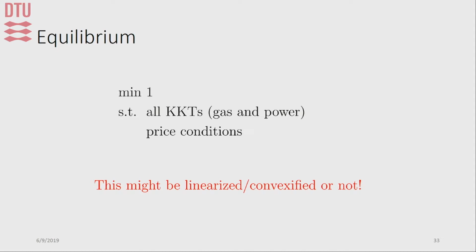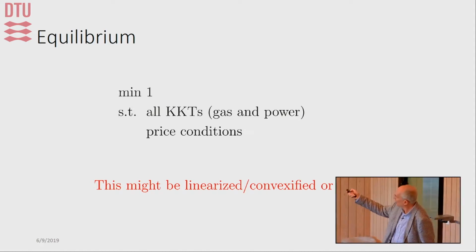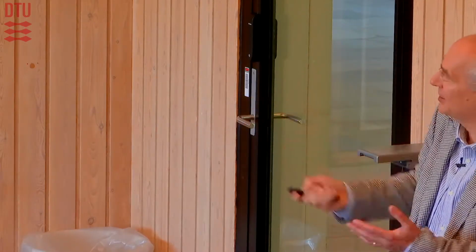Okay, we may have non-linearity, we may have complementarity conditions, which are particularly nasty to deal with in an optimization problem. We may have all kinds of trouble here. We can try to fix that through linearization, convexification, whatever technique we think is reasonable within the framework of the solution of the problem.